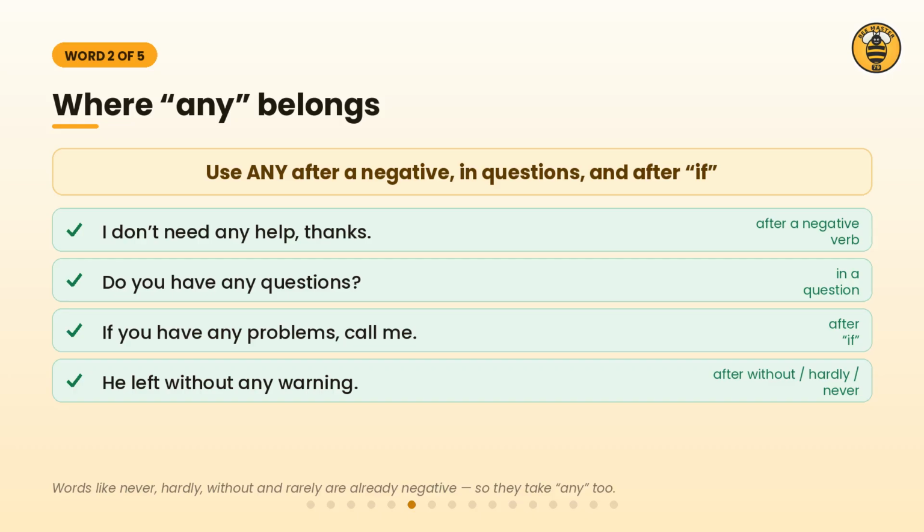And there is a 4th home that learners often miss. Some words are already negative in meaning, even though they do not look negative. Without, never, hardly, rarely, seldom. After those words, you also use any. He left without any warning. Not he left without no warning. Without is already the negative.